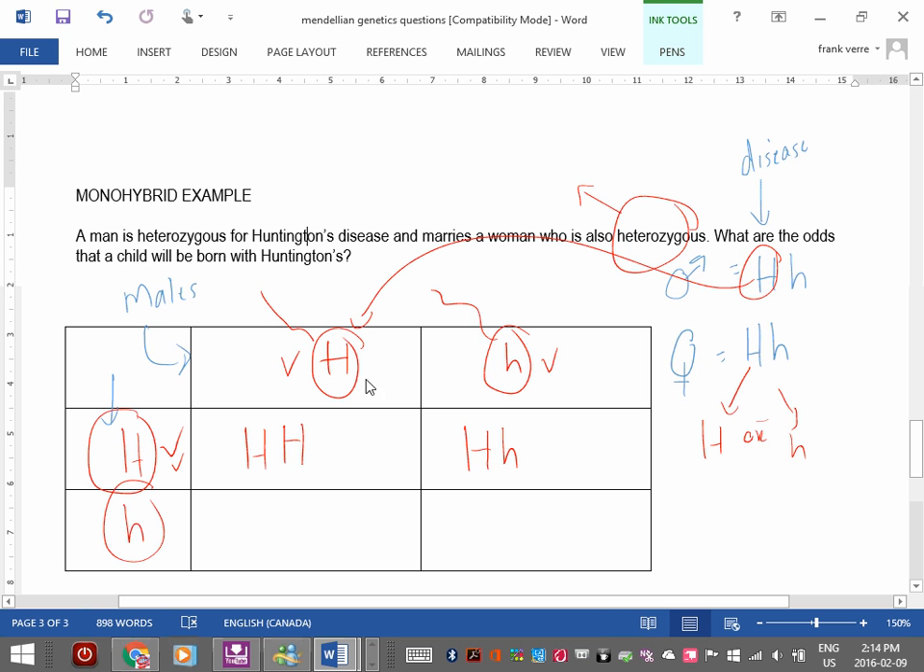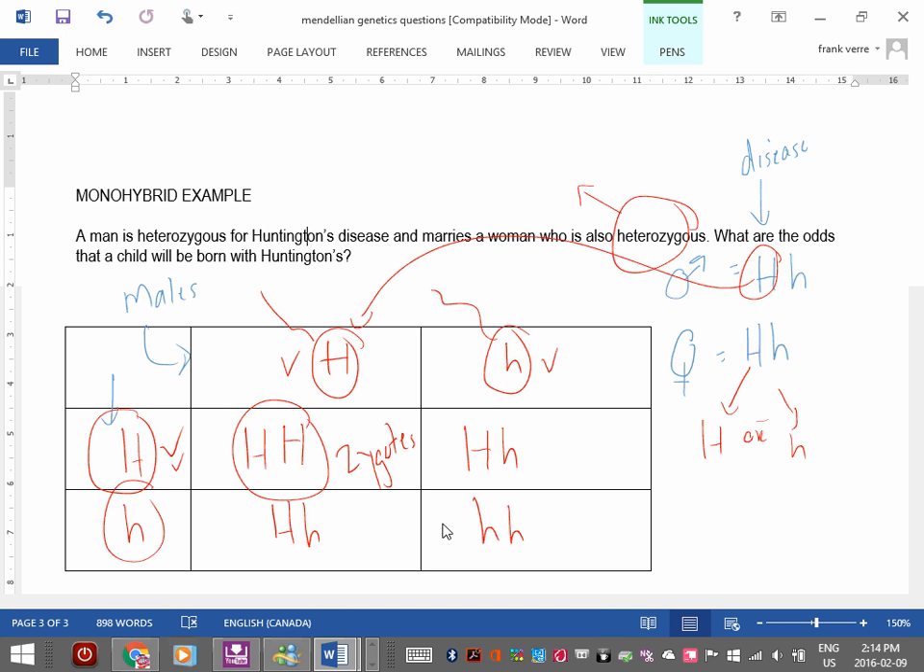So here's another possibility. Maybe this sperm cell meets up with this egg cell over here, which gives you that genotype. Maybe the little h meets up with the little h, which gives you that genotype. These are possible zygotes. Now, this does not mean you're going to make 4 babies.